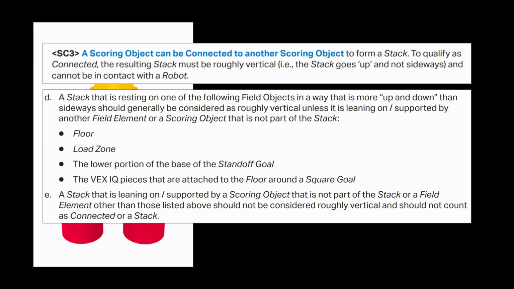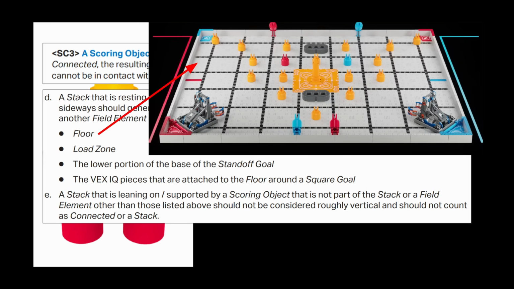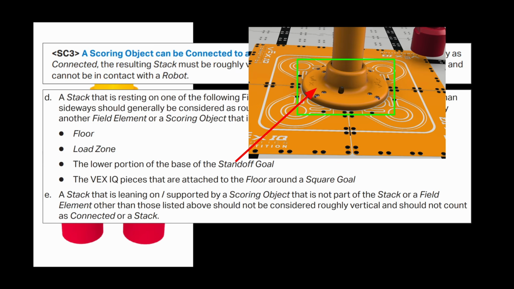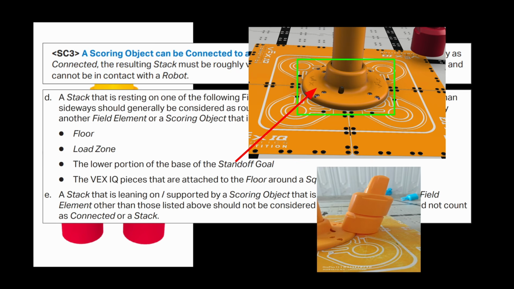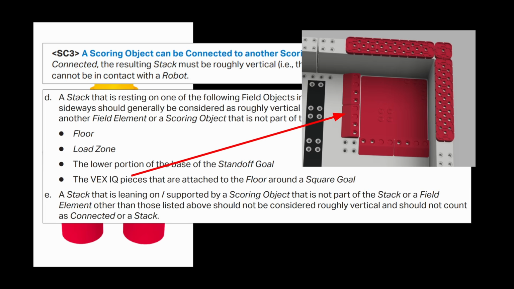The first place that a stack can be resting on is the floor. Okay, that's easy. It can also be on the loading zones, which are those two VEX parts where pins can be loaded. Stacks can also be on the lower portion of the standoff goal, so just that lower area that's boxed in green there. So for example, a stack like this is actually considered valid as it's on that little base of the standoff goal. And lastly, those little tiny ramps that are around the edge of the square goal.